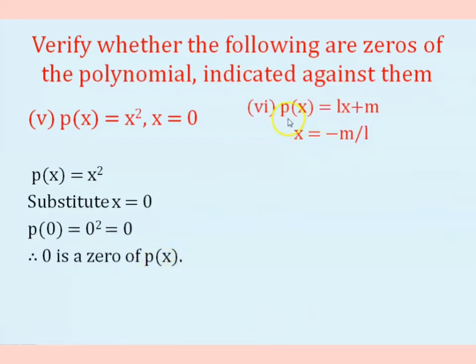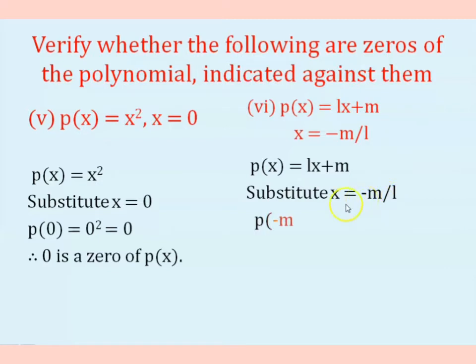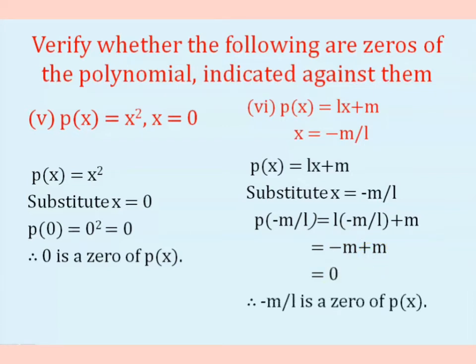Sixth problem is P of x equals Lx plus m, x is equal to minus m divided by L. So, the given P of x is Lx plus m. We are substituting x equal to minus m divided by L. So, we are getting P of minus m divided by L equals L into minus m divided by L plus m. So, L and L will be cancelled out. So, the balance we have is minus m plus m, which is equal to 0. Therefore, minus m divided by L is the 0 of P of x.